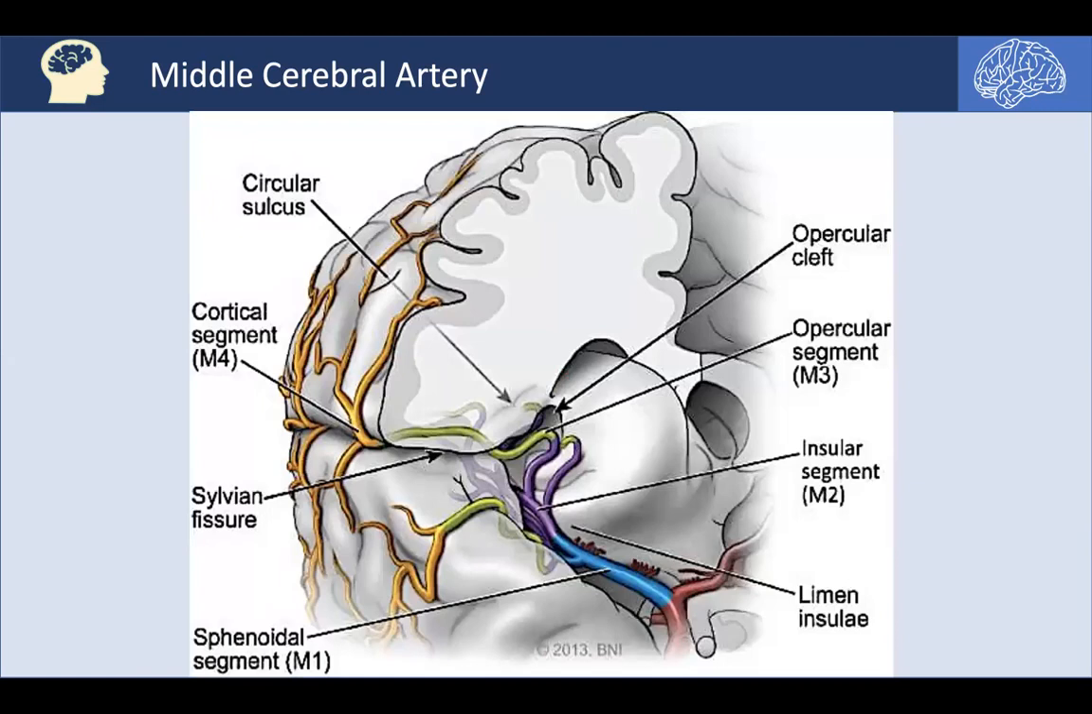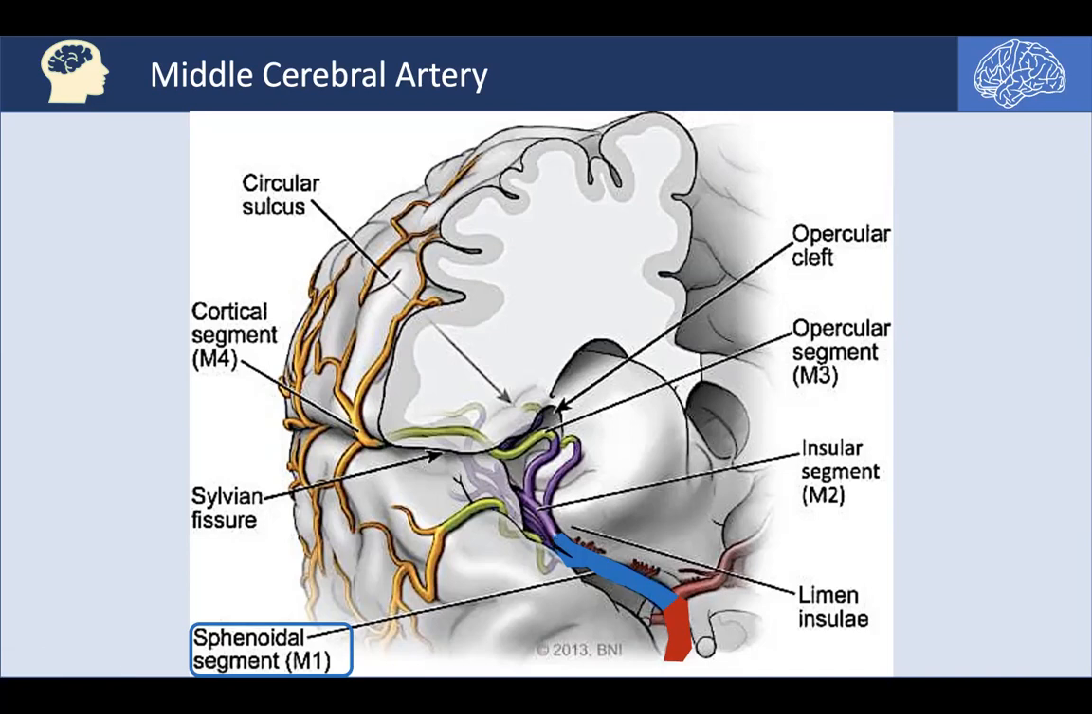Regarding the MCA segments, it has four segments. Here is our right hemisphere, and this is the right ICA, colored in red. The first part of the MCA lies anterior to a bony ridge that's called the sphenoidal ridge. This first segment, also termed the sphenoidal segment or the M1 segment of the MCA, is shown in blue. At the end of the M1 segment, the MCA bifurcates into a superior and inferior trunk.